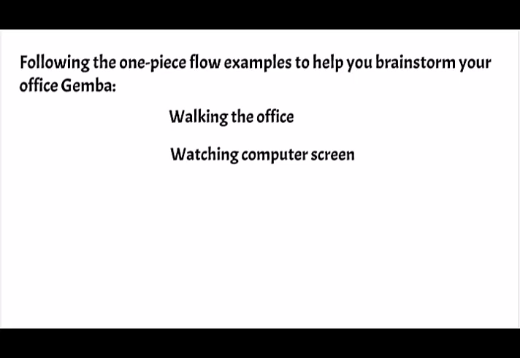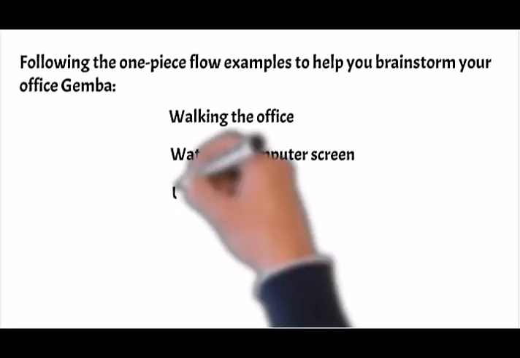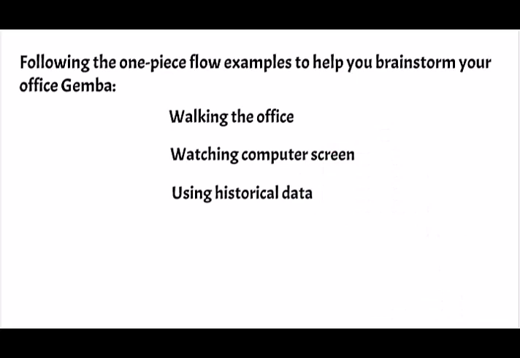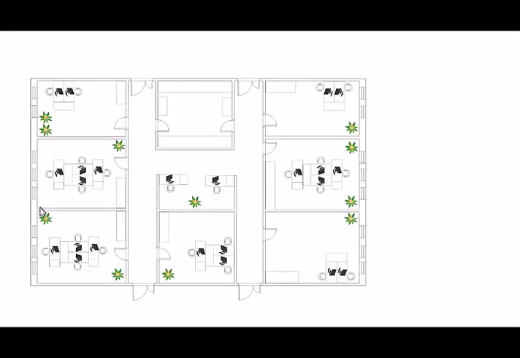And finally, let's say you want to fix a problem at work, but the process takes days or weeks. You can't really walk it. You can't really see it on the computer. It's a lot of emails going back and forth or information getting sent and received. Well, another way of actually doing a Gemba is taking historical information and mapping it out in your value stream map. So let's start by the easiest, walking the office.